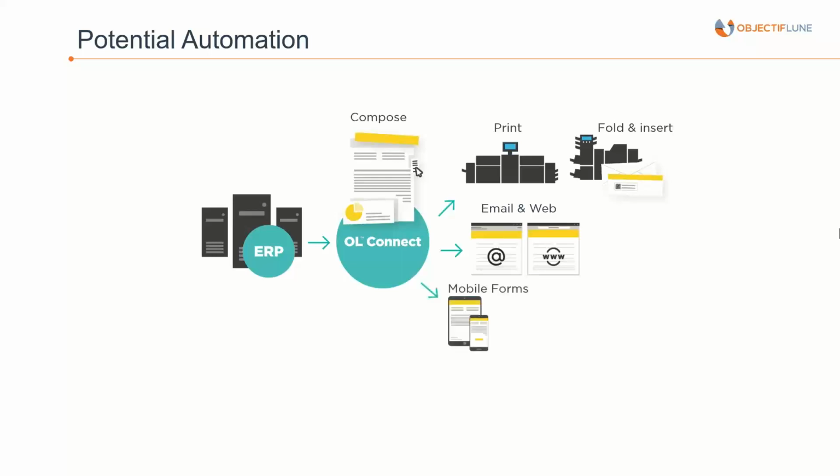Or we can push the document out to a mobile device to capture information on it and return it. What we add a lot of value to is archive. So if you have some type of an ECM or document management software, we can automatically archive soft copies of documents at any stage in the process, and any of these steps will be totally automated.